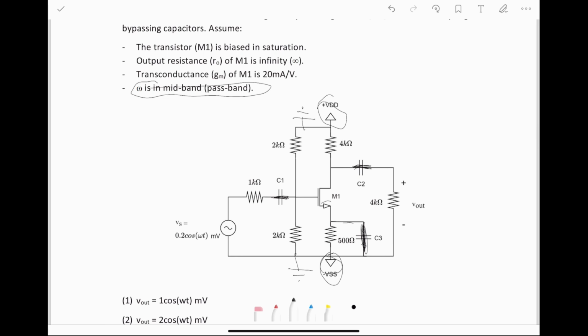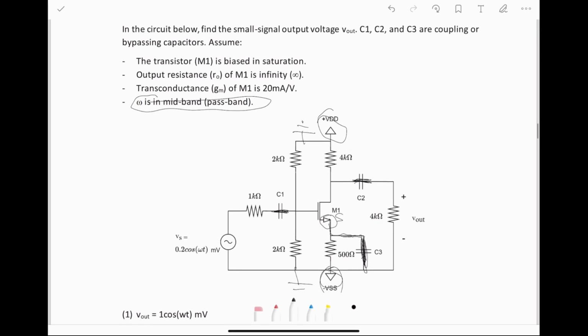After doing that, we want to identify what kind of amplifier we have. We see that the source of this NMOS transistor has a direct path to ground right there. So this is a common source amplifier. And with that known, we can draw our pi model.